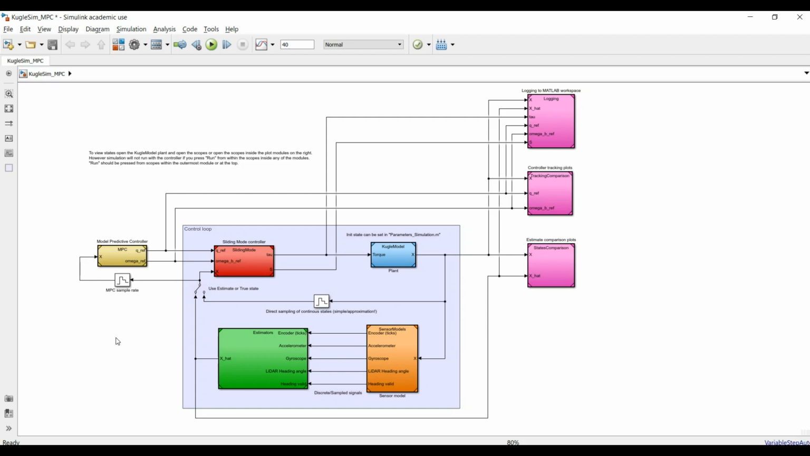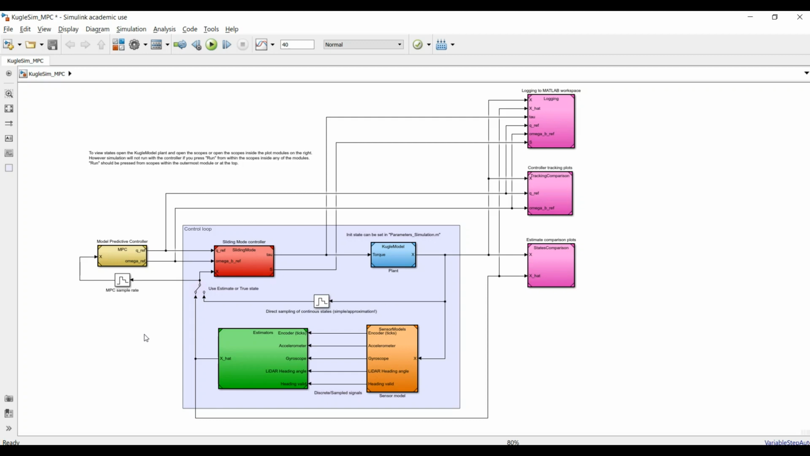Welcome to this video of the Simulink model presentation of the Kugle robot, a ball balancing robot. In this video, I will walk through this Simulink model that contains the nonlinear model of the ballbot, a nonlinear sliding mode controller for balance control, and a shape accelerated path following model predictive controller that takes in a path reference and feeds the orientation and angular velocity references to the sliding mode controller.